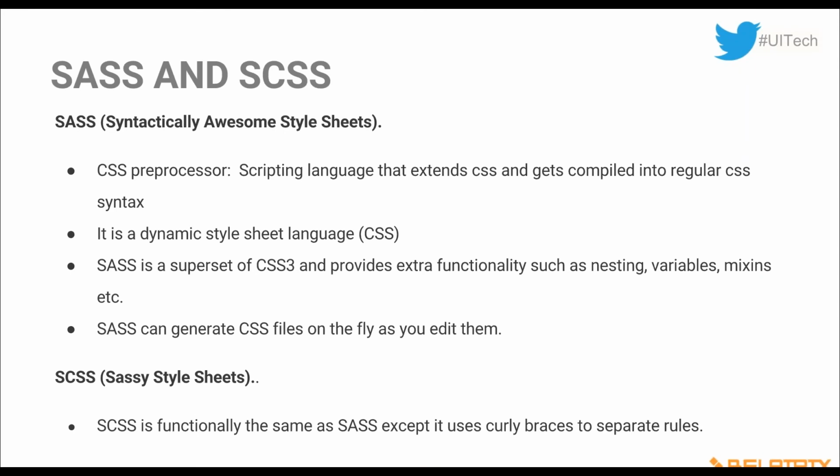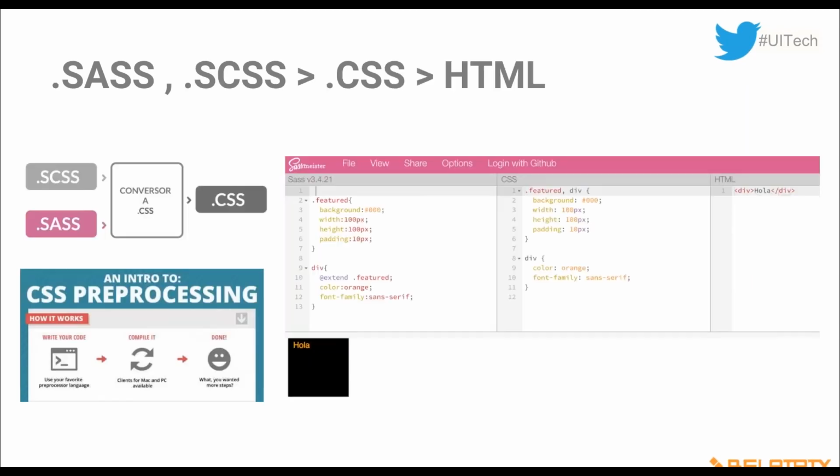First of all, what is SASS? SASS is a CSS preprocessor. It means it is a scripting language that extends CSS and is compiled to the regular syntax. It's like CSS with superpowers, where you can find nesting, variables, and functions that we will discover ahead.